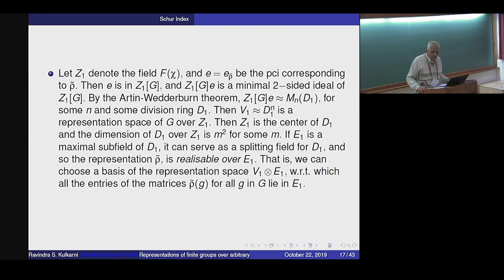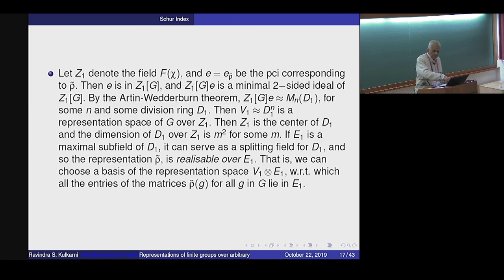So let Z1 denote this field F(chi). So Z1 would be the Z in the previous discussion. Let E be the PCI, that is the primitive central idempotent corresponding to rho tilde. Then E is, of course, in Z1G, the group algebra of G over Z1. And Z1G times E is a minimal two-sided ideal of Z1G. By the Wedderburn Theorem, Z1GE is a matrix ring over a division algebra.